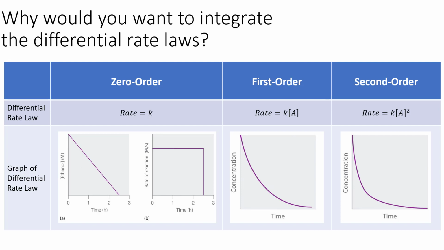And so why would we want to integrate the differential rate laws? Oh, to make predictions and analyses easier, because now we've got a linear trend line. What do I mean by a linear trend line? Remember, y equals mx plus b. Your y variable equals your slope times your x variable plus your y-intercept.